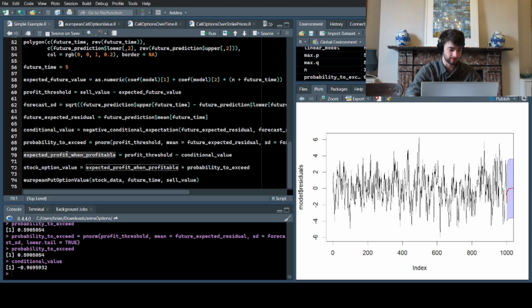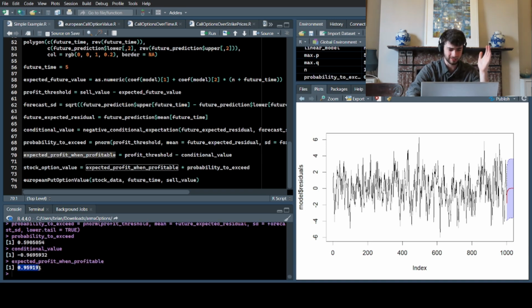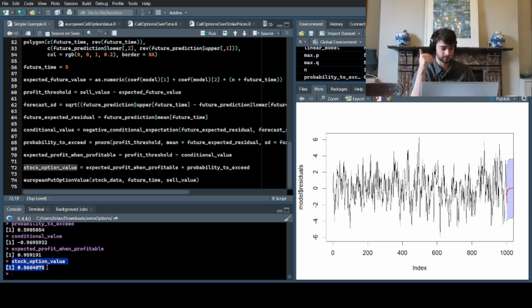So we get the expected profit when profitable, which is basically saying that on average, when the option is profitable, then we win 96 cents on average. And so we take that and we multiply it by our 60% chance of profiting, and we guess that this put option would be worth 56 cents. And so this is an example.